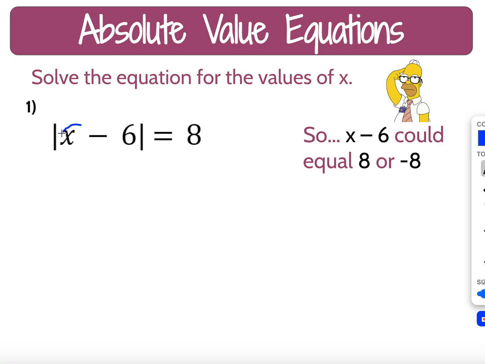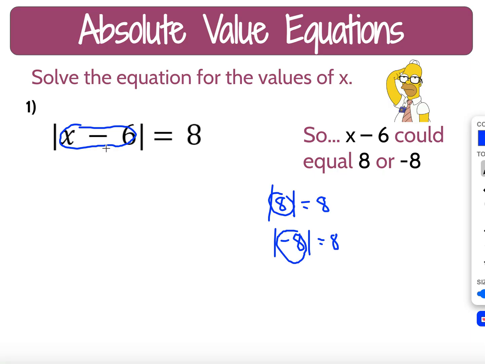Okay. X minus 6, right here. This quantity, x minus 6, is talking about numbers that have a distance equal to 8 units away from 0. Now, we know that 8 has a distance 8 units away from 0, but so does the number negative 8. It also equals 8 units away from 0. Both the 8 and the negative 8 could be representing this distance that's inside the absolute value bars.